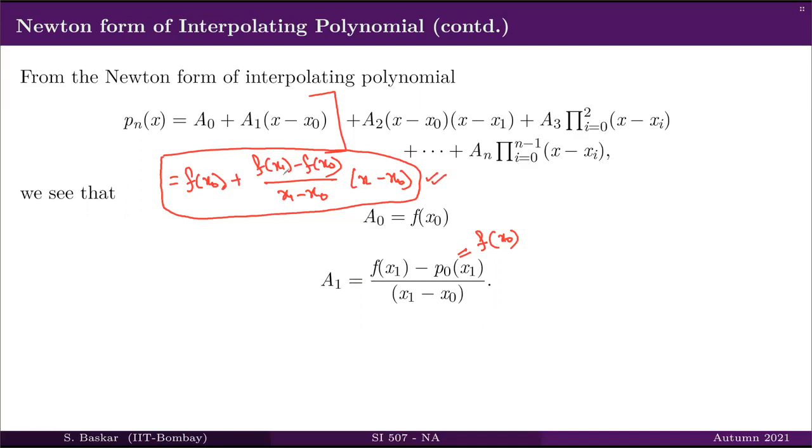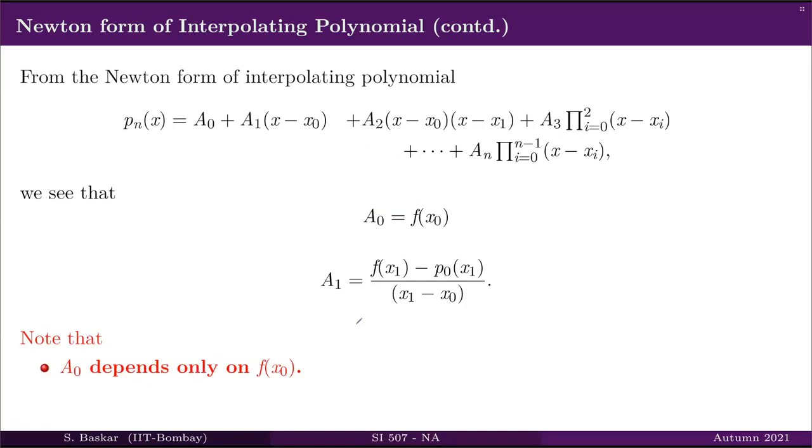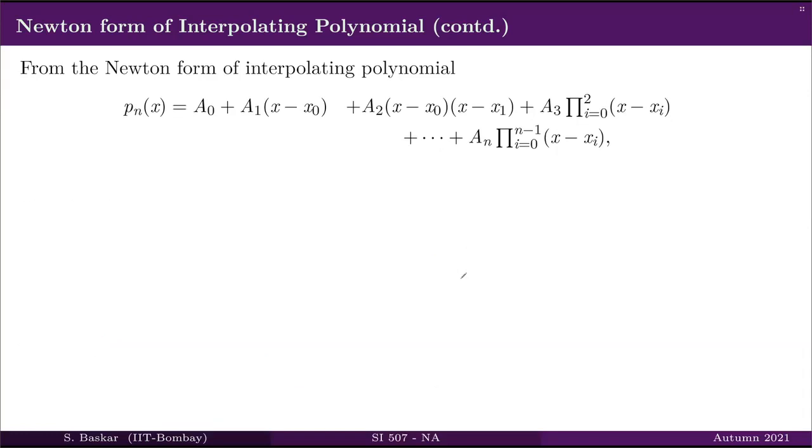So up to here, you can see very easily that Lagrange is in fact the same as Newton in the final form. In fact, this can be shown for all n. Like that, you can keep on going and find what A2, A3, and so on are. Note that a naught depends on the value of f at x naught. A1 similarly depends on the value of f at x naught as well as x1, because it depends on f of x1 through p naught, right? And if you go on like that, you can also see that A2 is given like this.